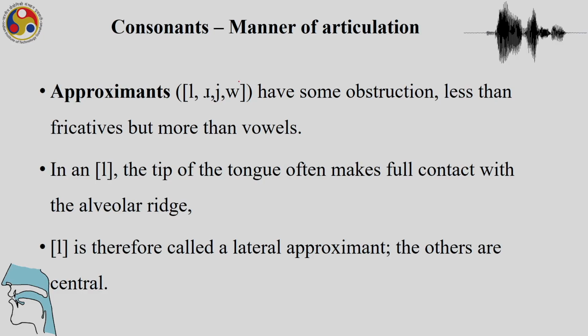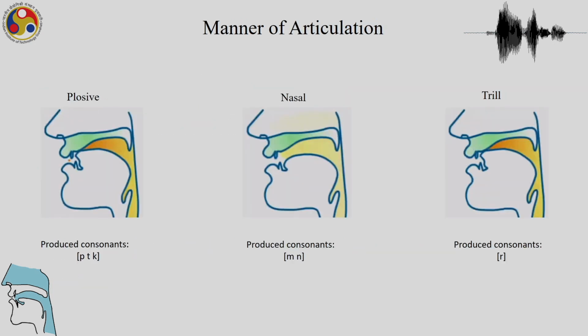So, then these are approximants in English. For instance, l, r, y, w. In l, the tip of the tongue makes full contact with the alveolar ridge, but the air is released on both sides of the tongue. So, let us now have a look at the manner of articulation.